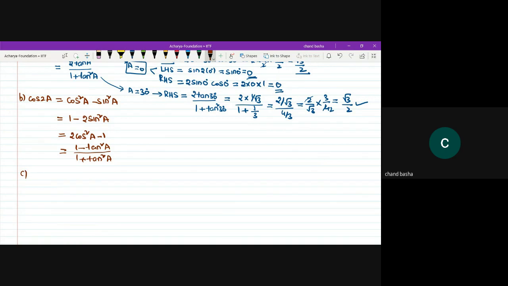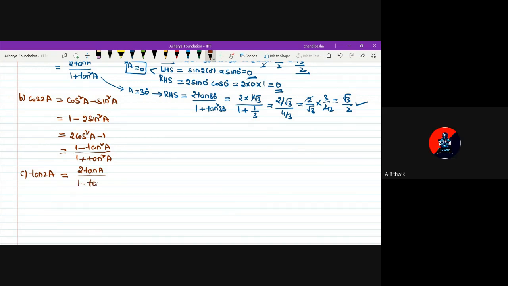And then the C point, tan 2A. Sir, once again, could you explain how cos square A minus sine square A became 1 minus 2 sine square A? That is what tomorrow in the next class I'll try to prove, each and everything. Don't worry. 2 tan A by 1 minus tan square A.